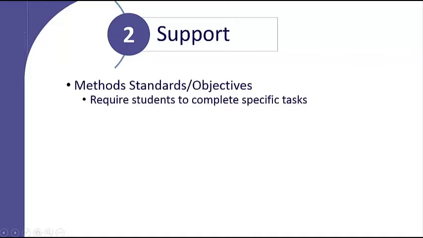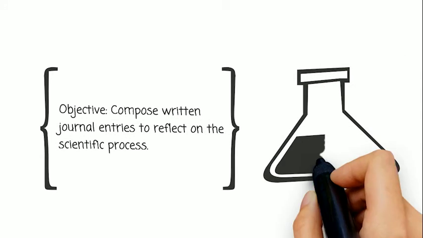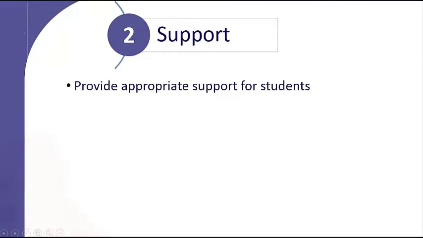The second strategy is to provide support. Method standards or objectives require learners to complete specific tasks. For example, compose written journal entries to reflect on the scientific process. Because method standards have an end product in mind, you can't be flexible as to how learners provide evidence, but you can provide support to help them meet the objective. Providing supports to scaffold students helps them to meet the learning goals. Consider how each of these supports may have helped Nicholas and his classmates.